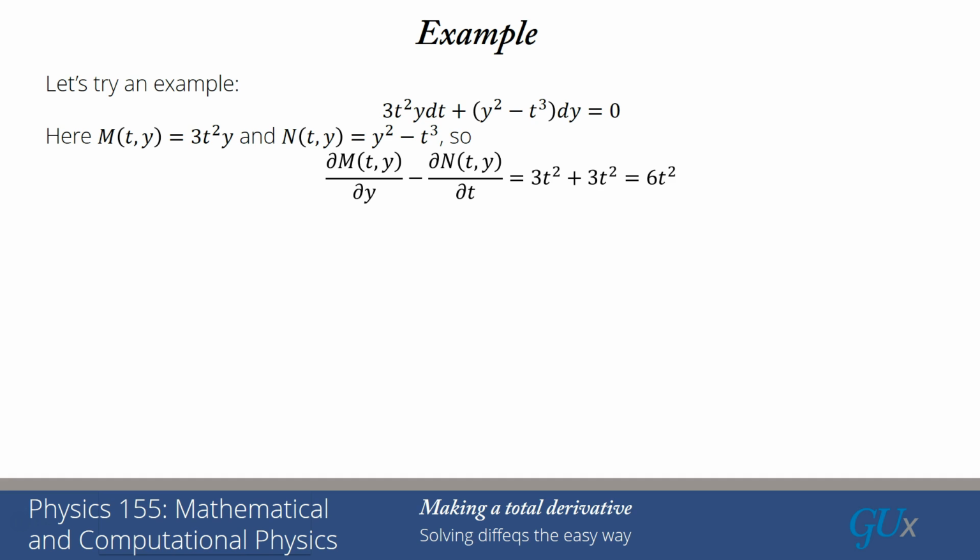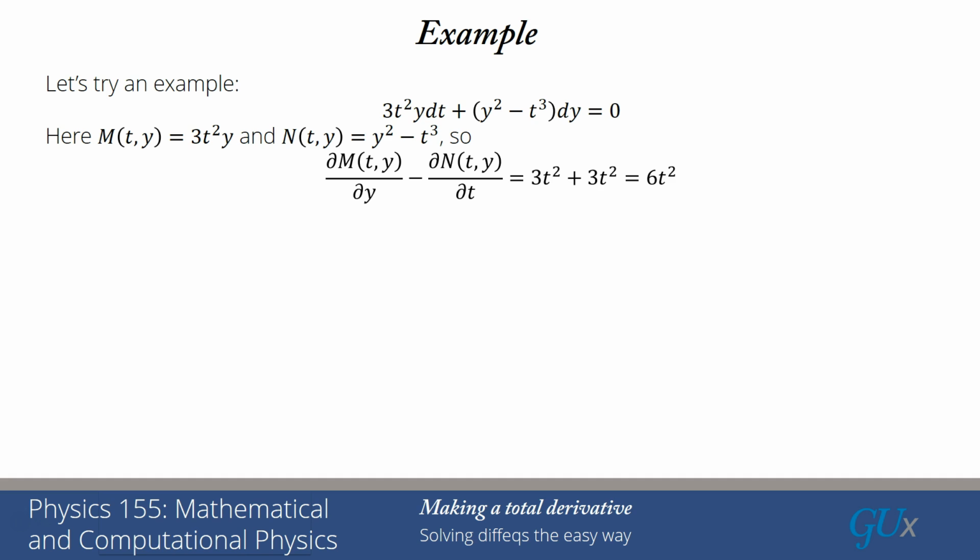And now we can look at what is the partial derivative of m with respect to y, and is it equal to the partial derivative of n with respect to t? If it was, then this difference would equal 0. But we immediately see that the derivative of m with respect to y is 3t squared, and the derivative of n with respect to t is minus 3t squared. So they actually add together and they give me 6t squared. So they are not 0. So this is not an exact differential that I can work out.